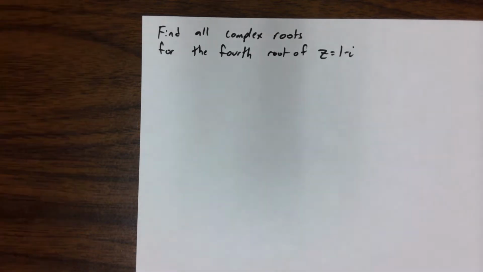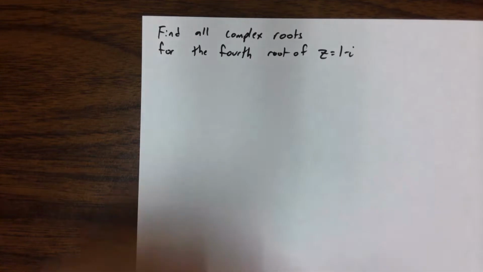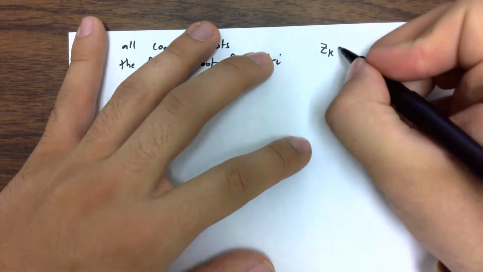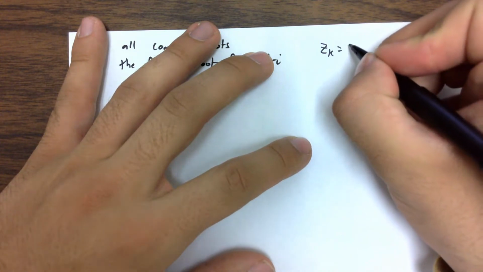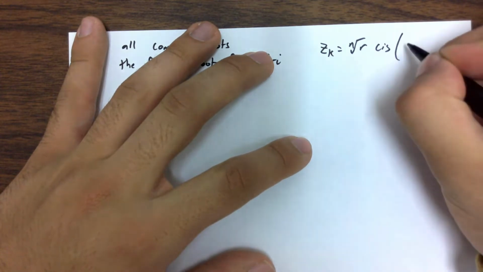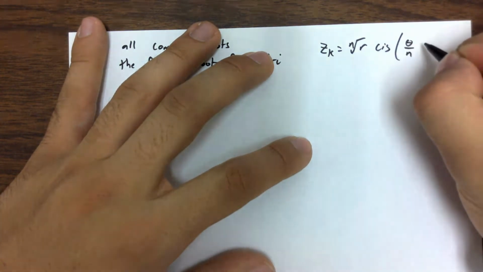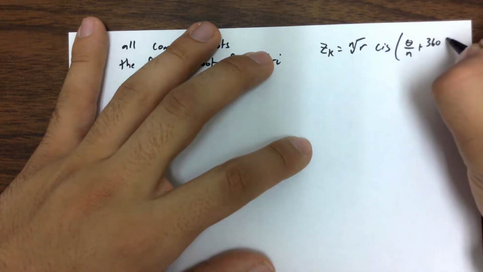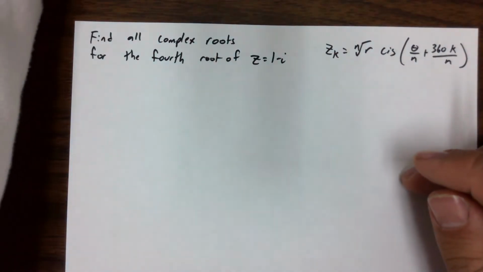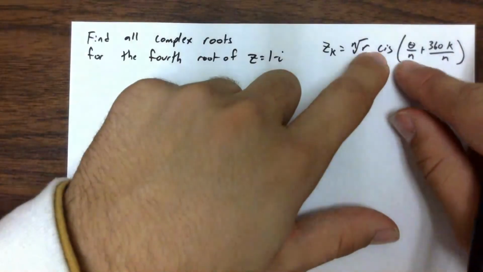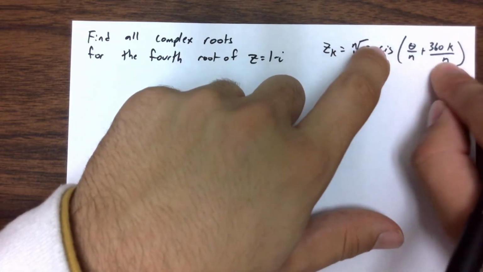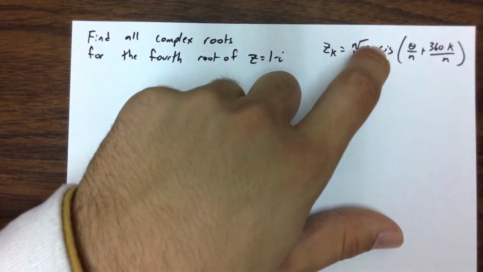And now DeMoivre's theorem, it is on our formula sheet. The only one it gives you is in cis form. So the formula is z_k is the nth root of r times cis of theta over n plus 360k over n. All right. Now remember that cis form just means it's cosine of all this plus i sine of all this. So instead of writing it twice, it's the exact same.